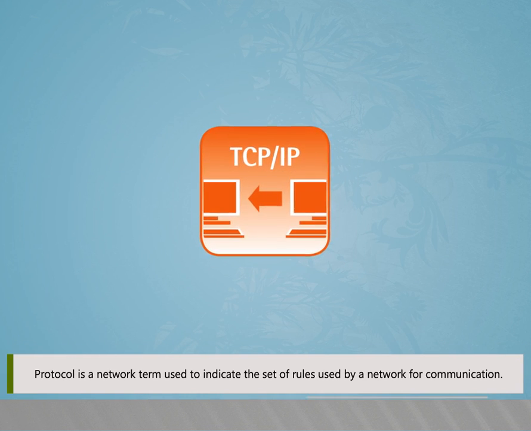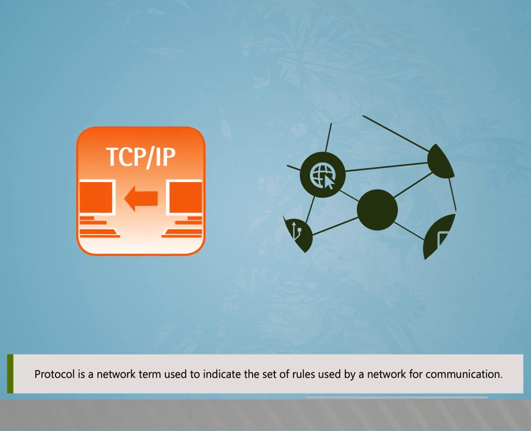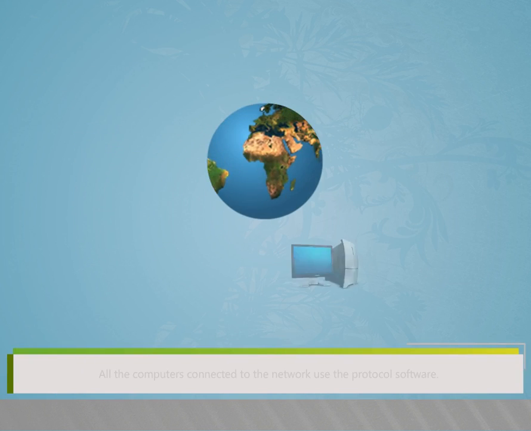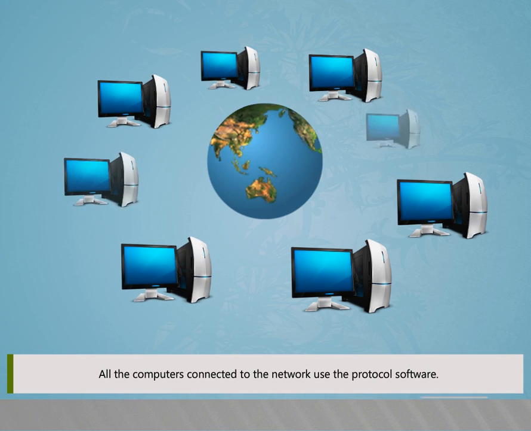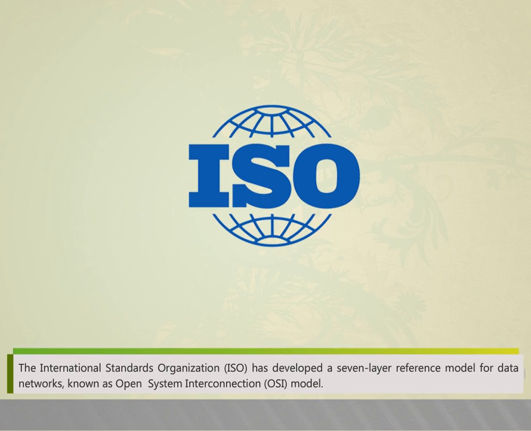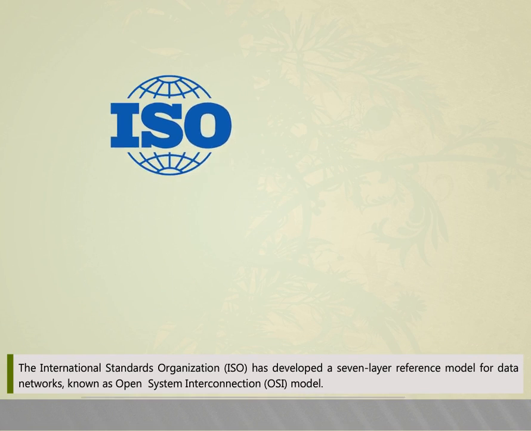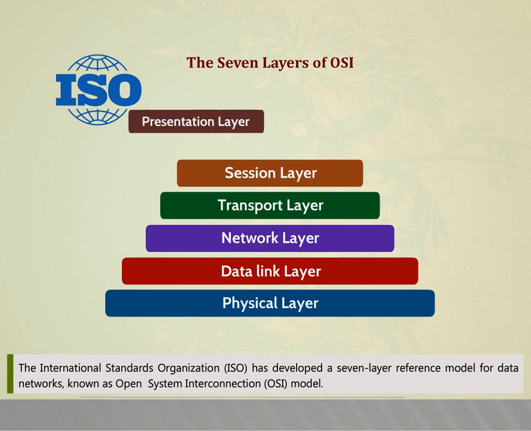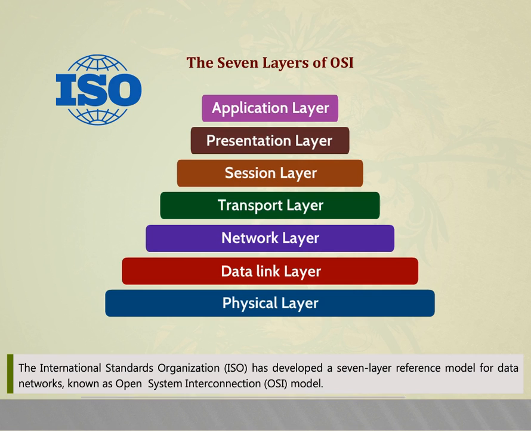Protocol is a network term used to indicate the set of rules used by a network for communication. All the computers connected to the network use the protocol software. The International Standards Organization, that is ISO, has developed a 7-layer reference model for data networks, known as Open System Interconnection, that is OSI model.